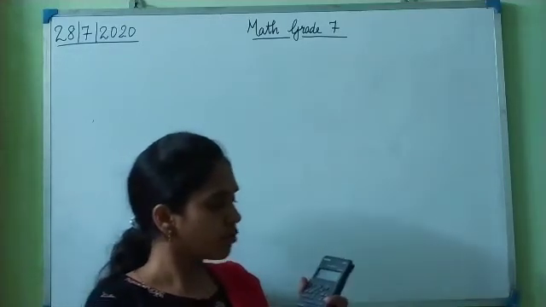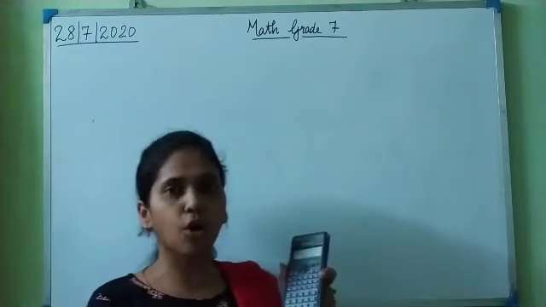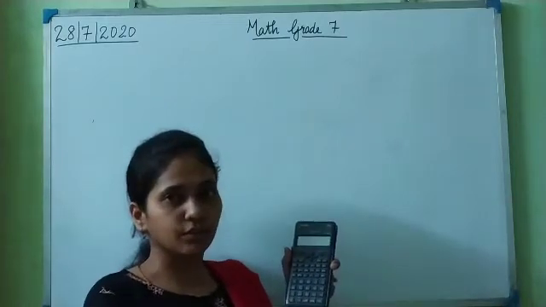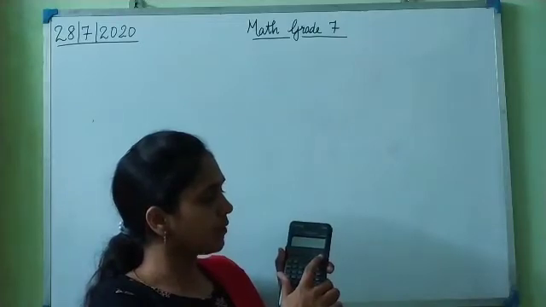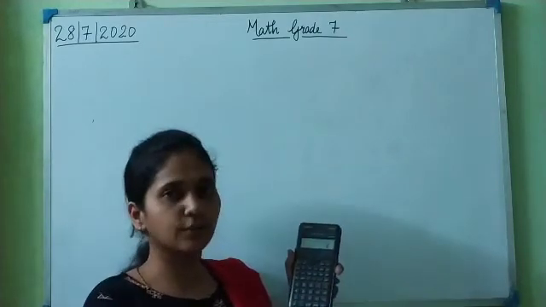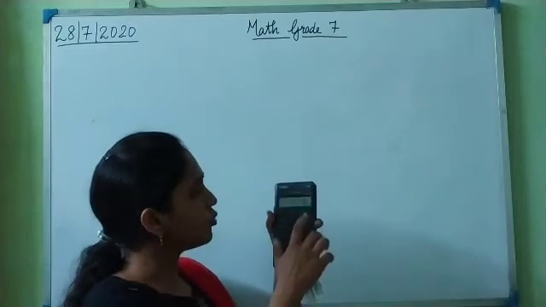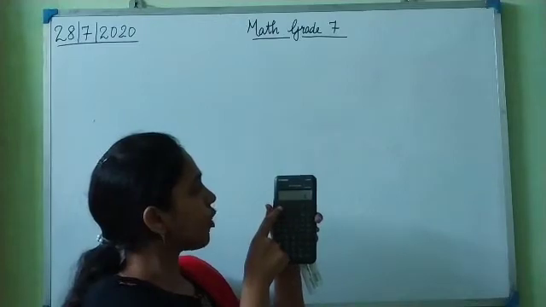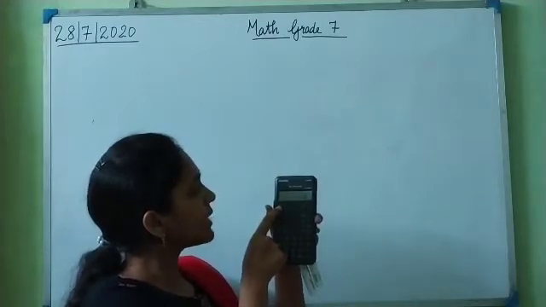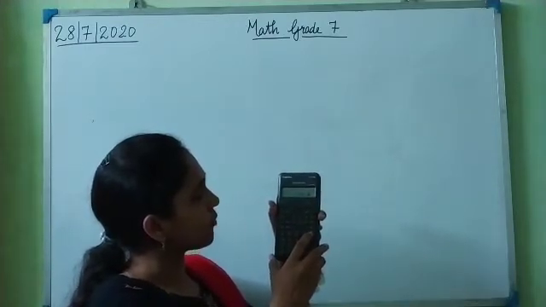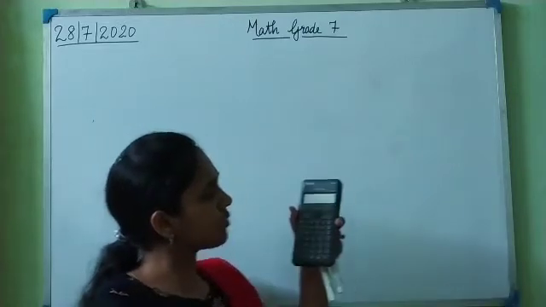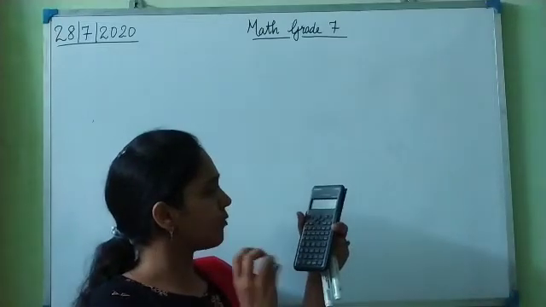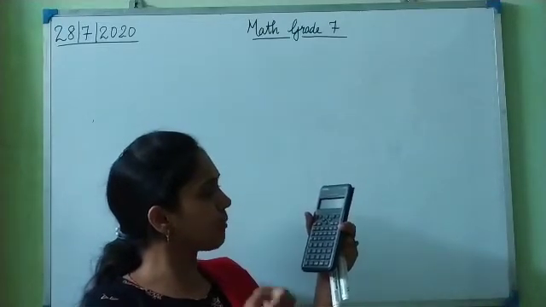So first thing, how to switch it on? We just press the on button, which is at the extreme right corner. When we press the on key, the calculator is on. And if I have to switch it off, I press shift, so to make it off, we have to press shift and off. Here on this calculator, you can see the names of the keys are written. Some are in white, some are in pink, some are in blue, some are in yellow.